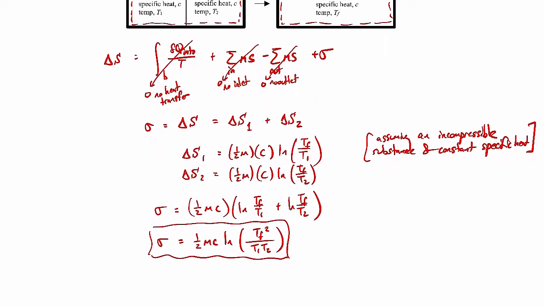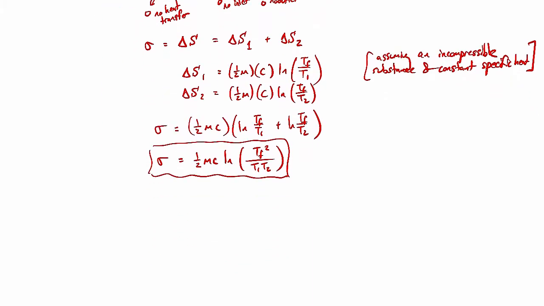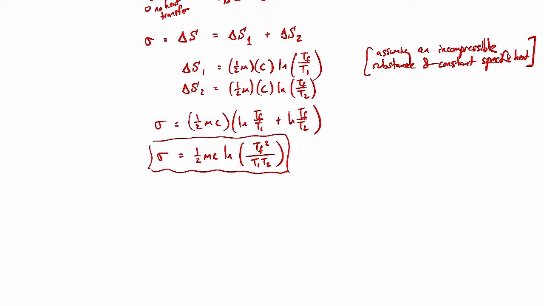Okay. Now, part B, so that's part A. For part B, we're asked to demonstrate that sigma, the entropy production, must be positive. To do that, I'm going to take a slightly different approach, and I'm going to say if the entropy production is positive, what conditions must I have for the temperatures, and then show that that's indeed the case. So I'm going to work it a little bit backwards here.